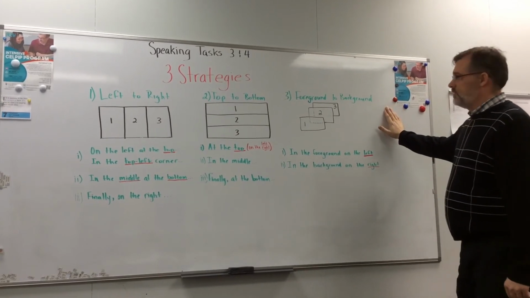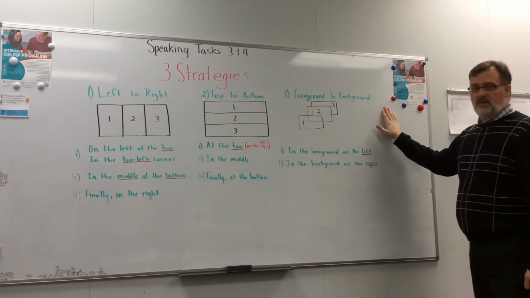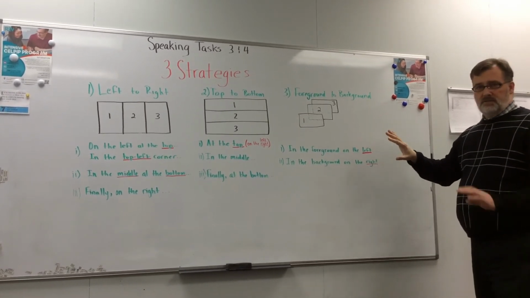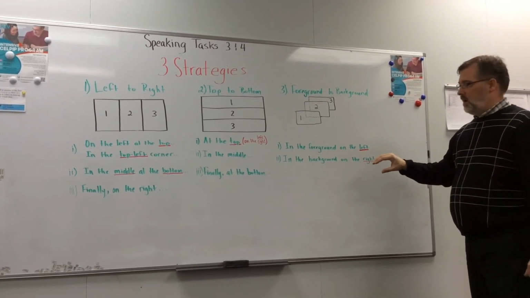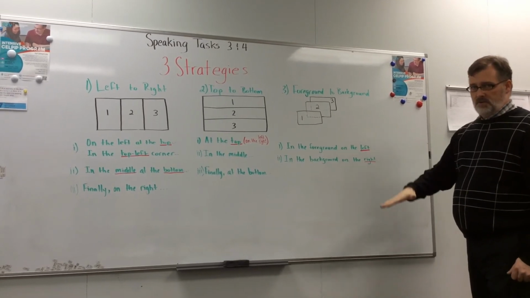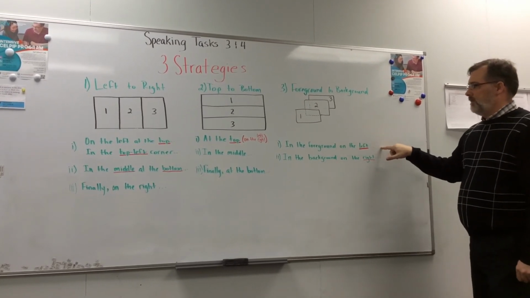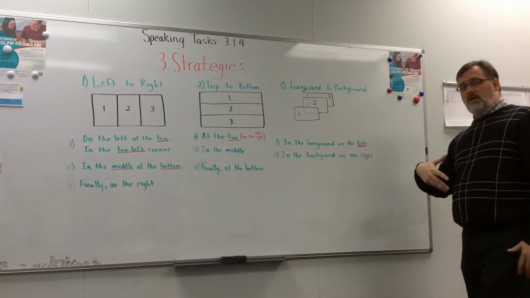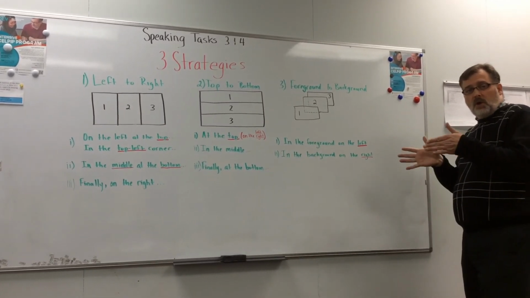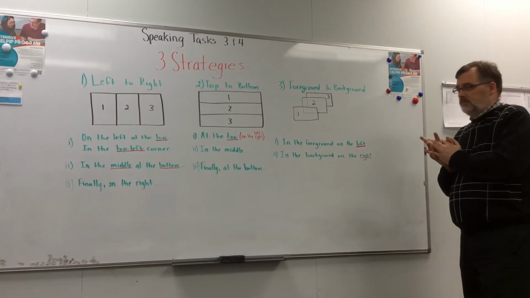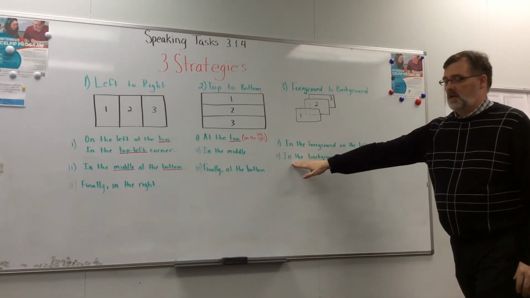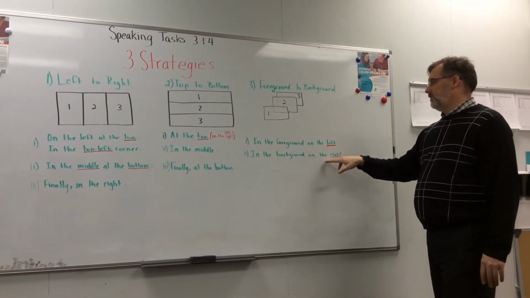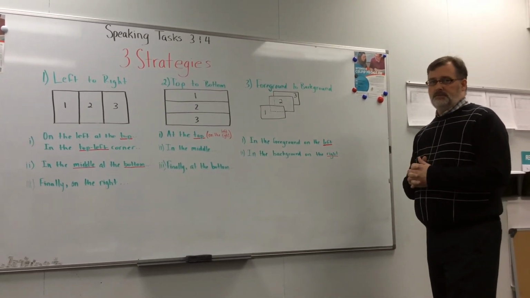And the final strategy is moving from foreground to background. In this case, it's a little bit simpler in terms of how you're going to start and how you'll go through, but you begin by saying in the foreground on the left, or in the foreground on the right, or in the foreground in the center or in the middle. And then in the second part you'll say in the background, and again you're going to say on the left or on the right or in the middle.